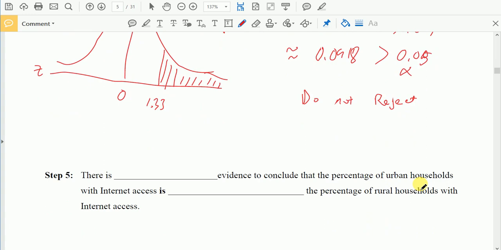If we do not reject, that means there is insufficient data or evidence to conclude that the percentage of urban households with internet access is greater than. So the claim is not good. Right.